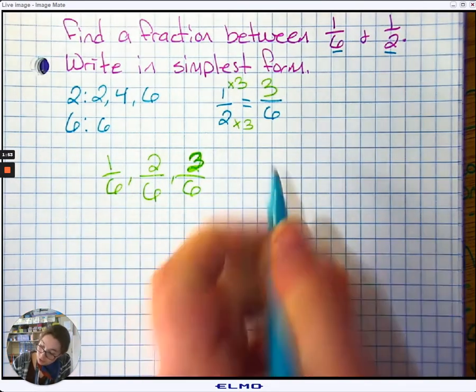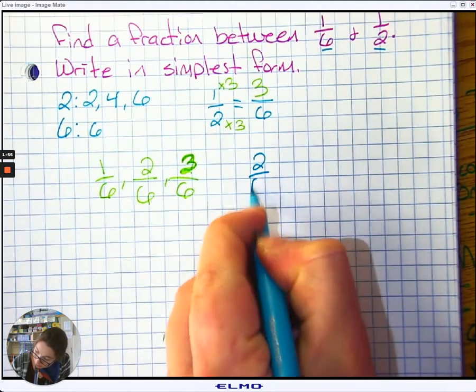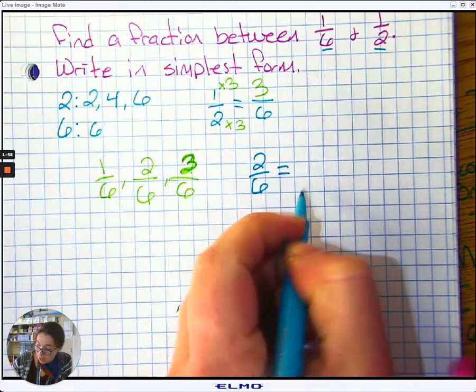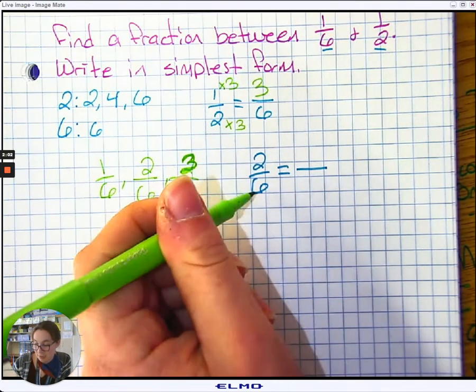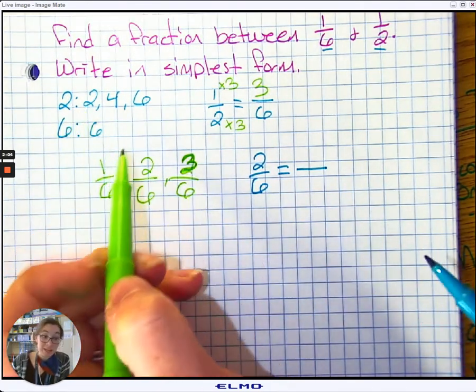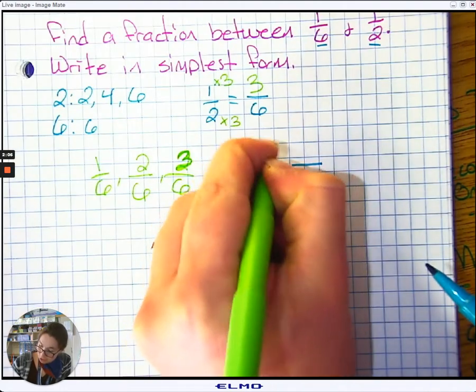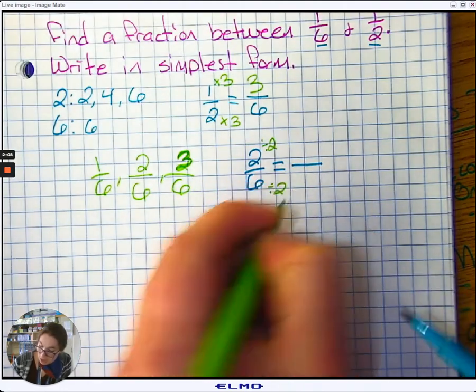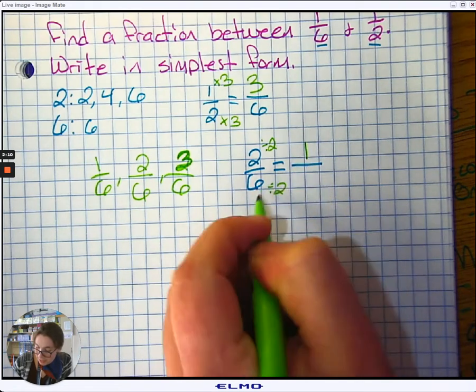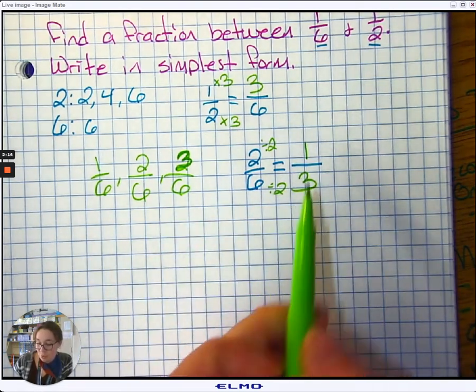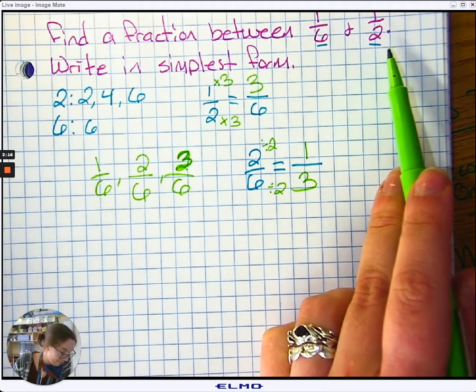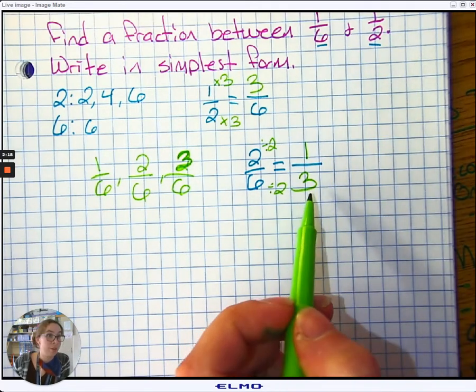But I'm not done yet because it says to write it in simplest form. So 2/6 when simplified equals what fraction? Well, what goes into both 2 and 6? Well, as we just discovered over here, 2 does. So I can divide them both by 2. 2 divided by 2 is 1, and 6 divided by 2 is 3. So one fraction between 1/6 and 1/2 is 1/3.